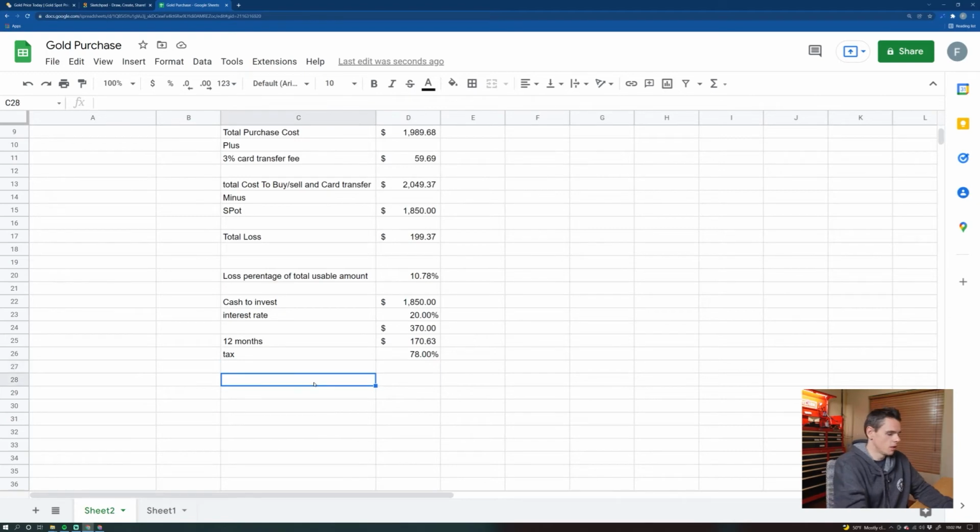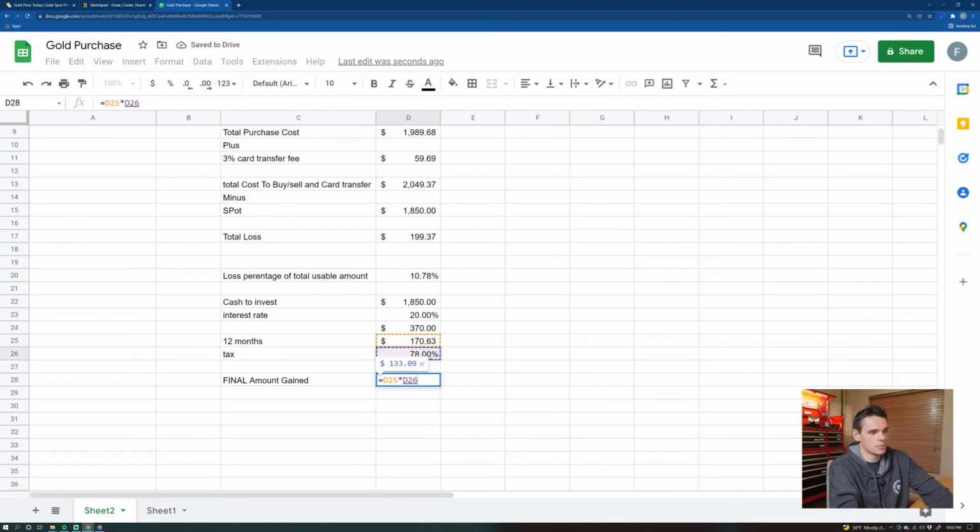So let's go down here. Let's do final amount gained. Okay, this equals this times this. So I made $133 in 12 months off of this method. So all this effort is worth $133 in 1 year. And when you put it that way, it's actually kind of sad.